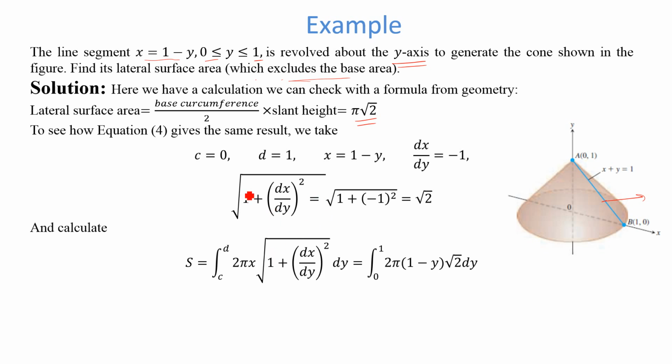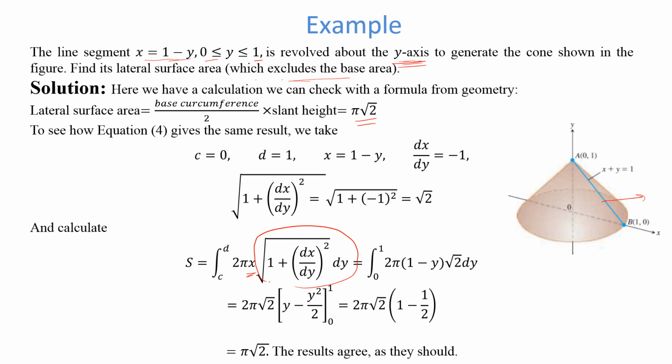For this we have evaluated 1 plus dx by dy squared, because x is equal to 1 minus y, that is, x is a function of y, and we are revolving this line around the y-axis. So we are going to use this expression, and r here is x. So this is the arc length in this case. So the rest is the same procedure. You just have to evaluate the definite integral in order to find the surface area. And we have the same result. Wow, great.